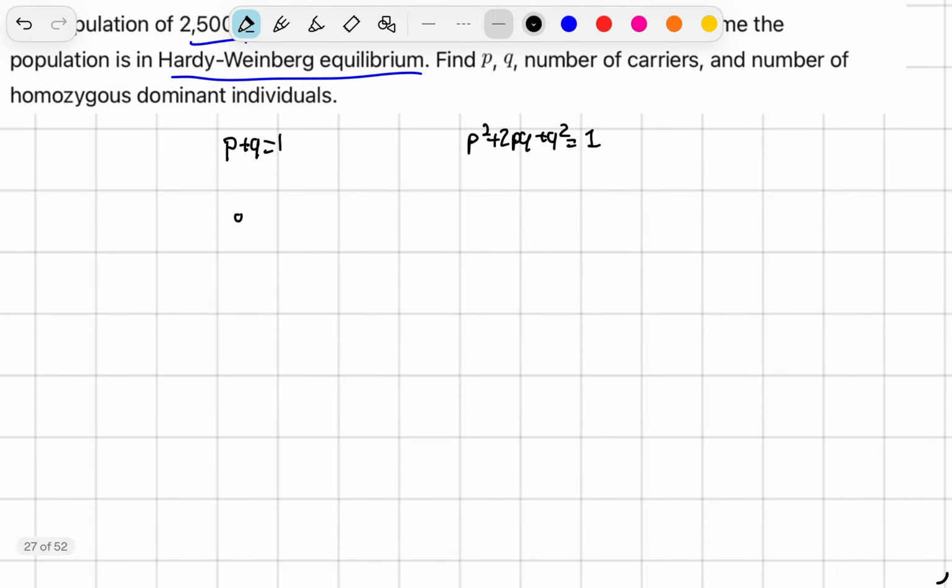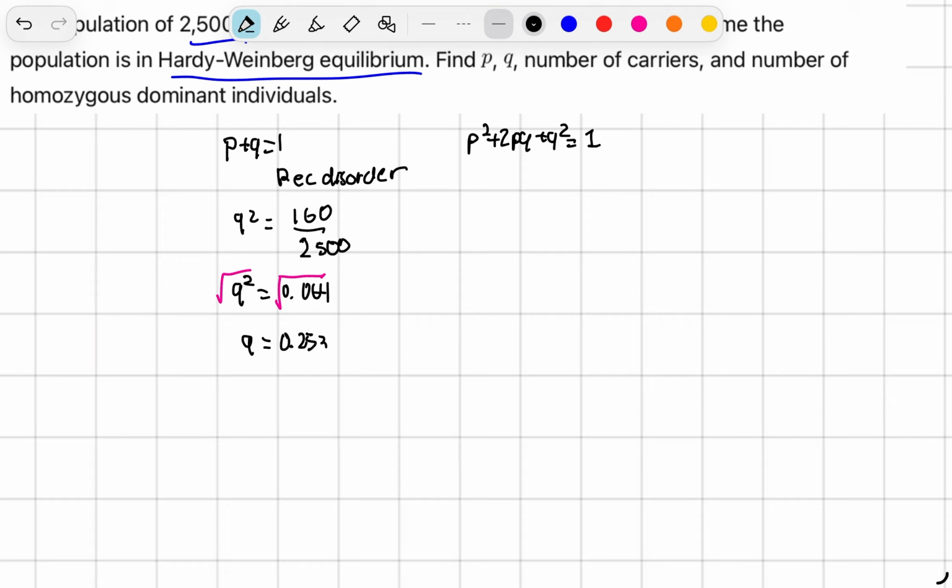First, we know that q squared is equal to 160 divided by 2,500 because we have a recessive disorder. That means q squared is equal to 0.064. Then we just take the square root of both sides, and we get that q is equal to 0.253. Therefore, we know that p is equal to 1 minus q, so p is equal to 1 minus 0.253, which is 0.747.